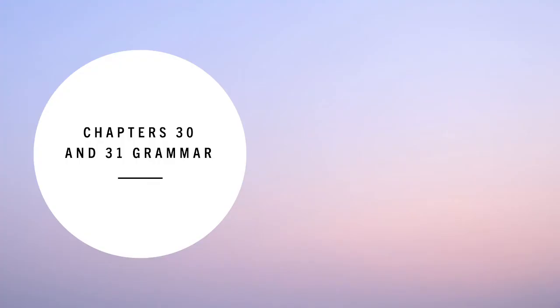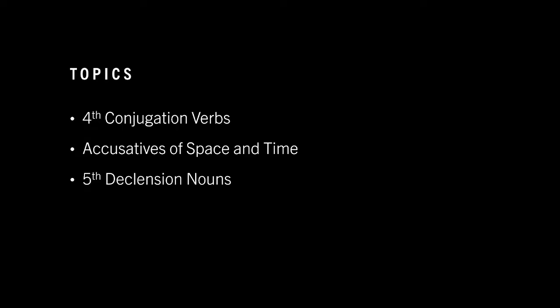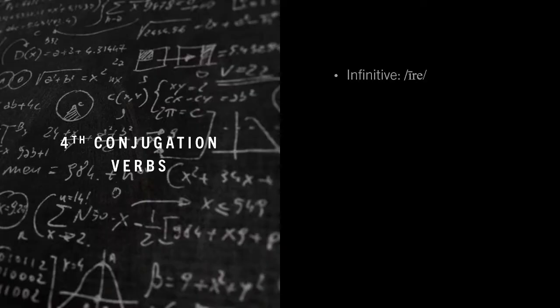All right, so we're talking today about fourth conjugation verbs, accusatives of space and time, and fifth declension nouns. So this will wrap up all of the conjugations and all of the noun declensions for the end of Latin 1. All right, so we're going to do fourth conjugation verbs first.